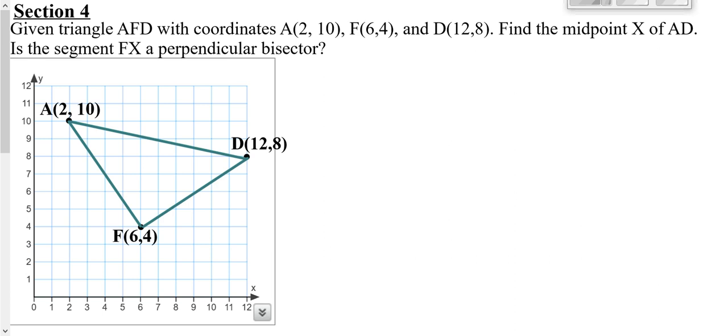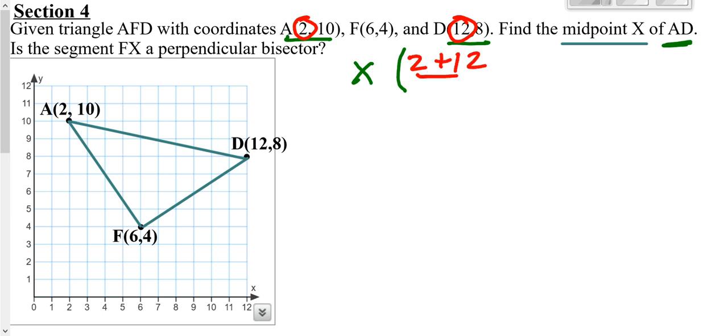Now, we are told that X is the midpoint here. So we need to find X. So we need to do our midpoint formula for AD. So we have A, we have D. X is the midpoint. So we need to go ahead and add together our two values of x: 2 plus 12 divided by 2.